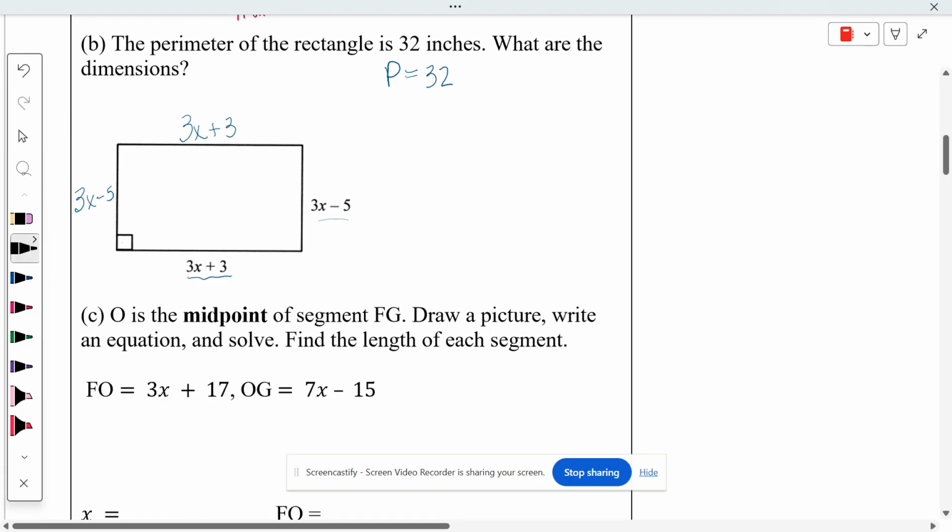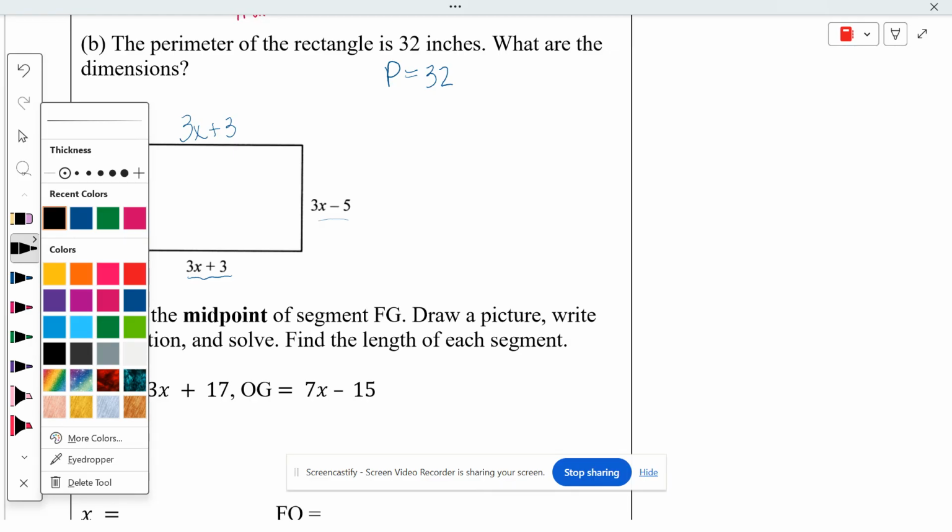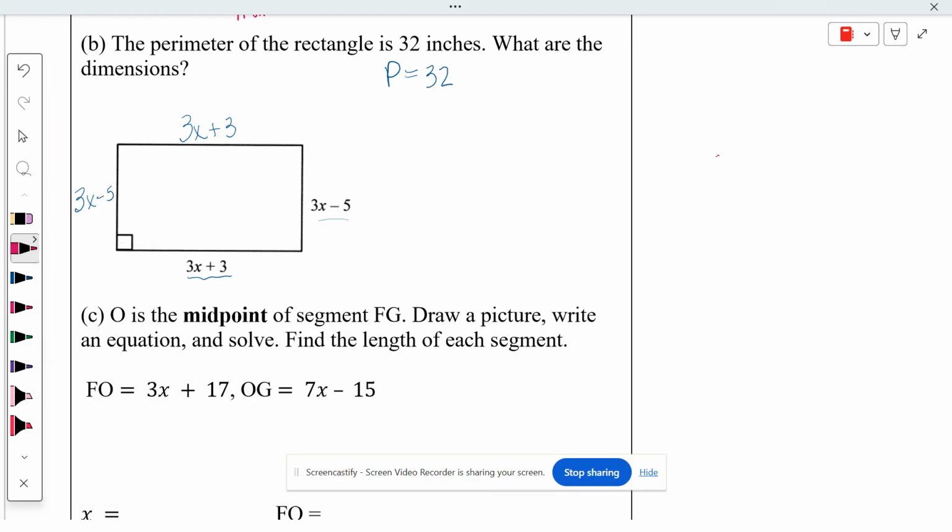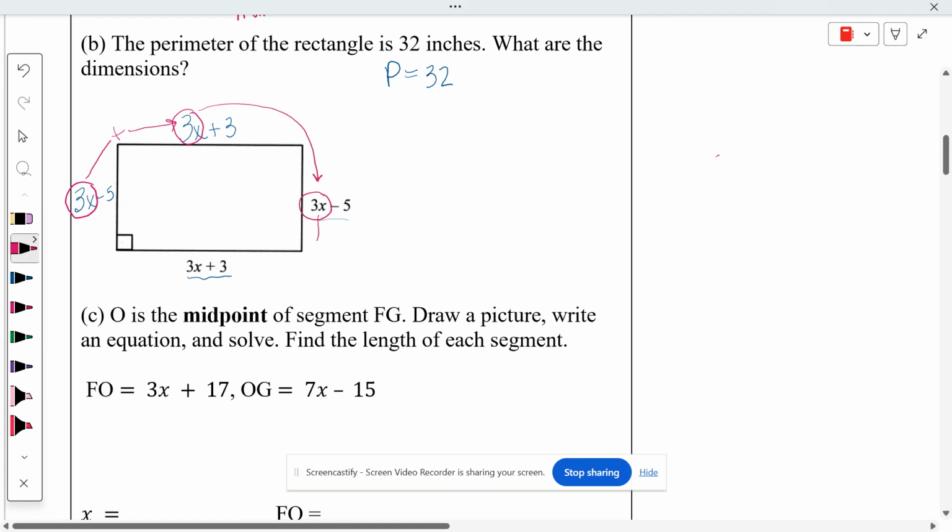I'm going to try and do this one a different way just to show you that there are multiple ways to do this. I'm going to start by combining like terms right here. Because remember, perimeter is adding up all the sides, so I'm going to add up all the x's. 3x plus 3x plus 3x plus 3x. Well, that equals 12x.